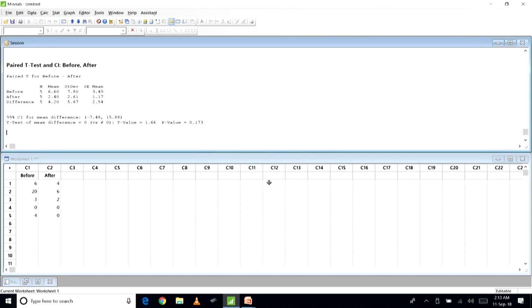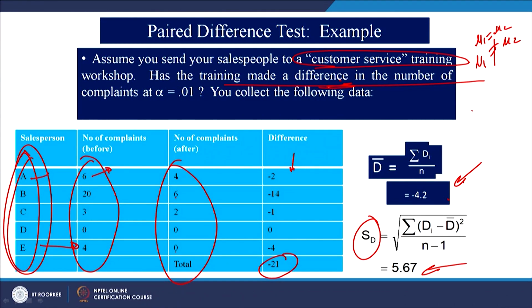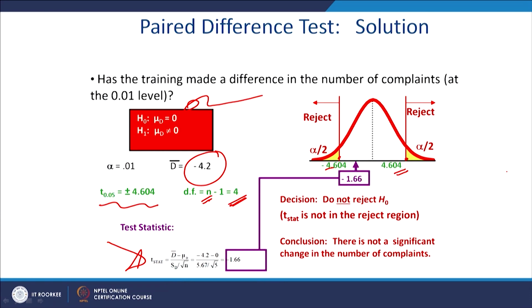again OK. So, the p value is 0.173, just look at this, 0.173. Let us compare this with alpha, which is 0.01. So, p is not less than alpha. So, we do not reject the null hypothesis H naught. This is the decision we took over here when we used the critical value approach.